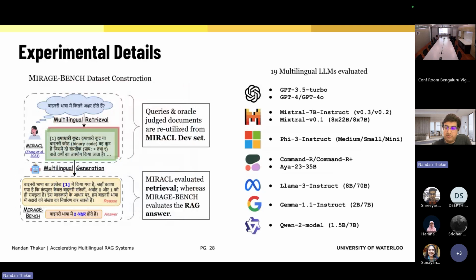Just to remind other people, I should have mentioned this: all models are the instruct versions. I've used the instruct versions for all models, both for NoMIRACL and for MIRAGE-Bench.